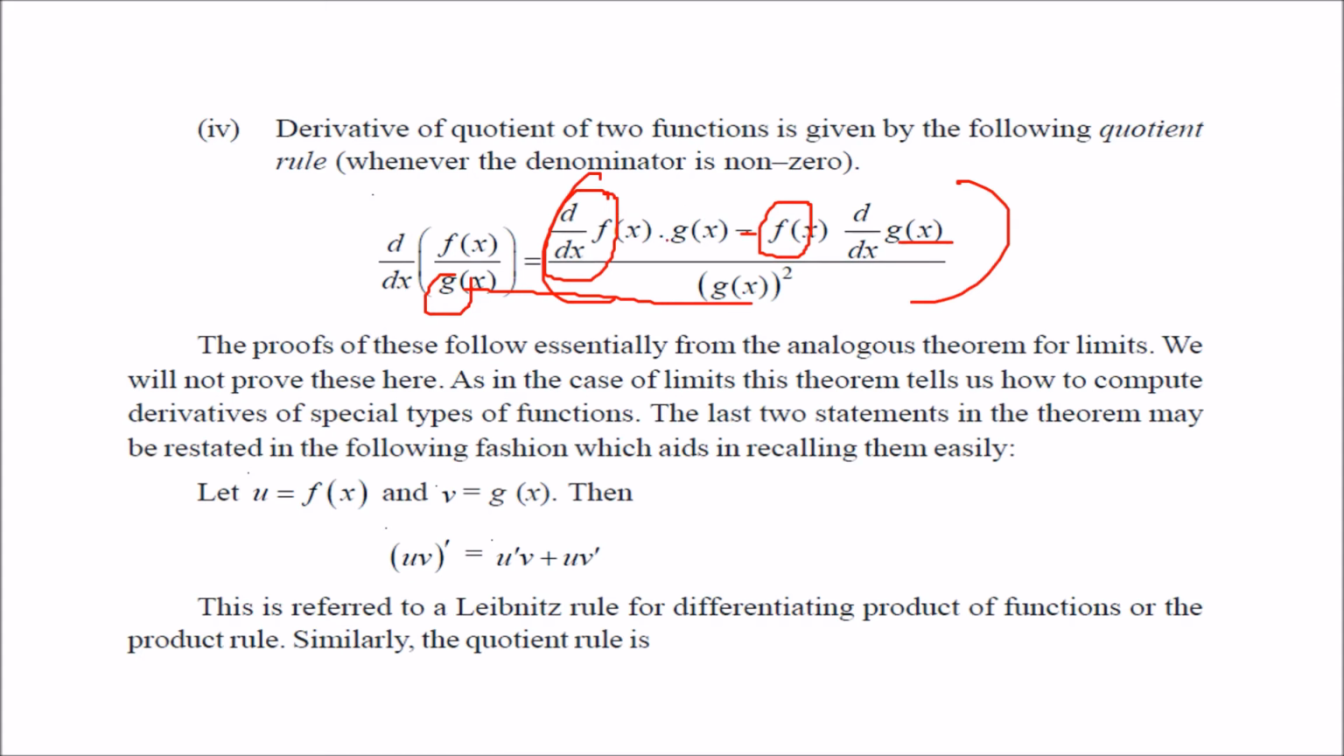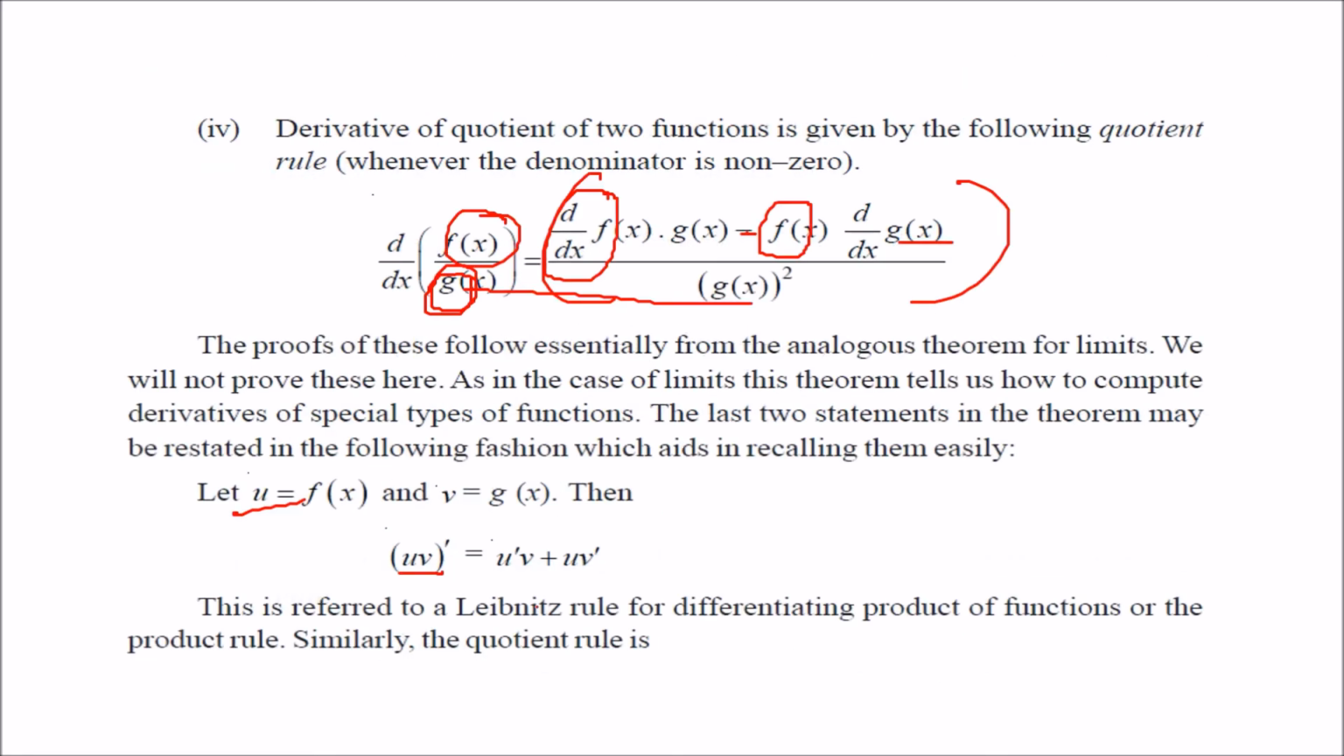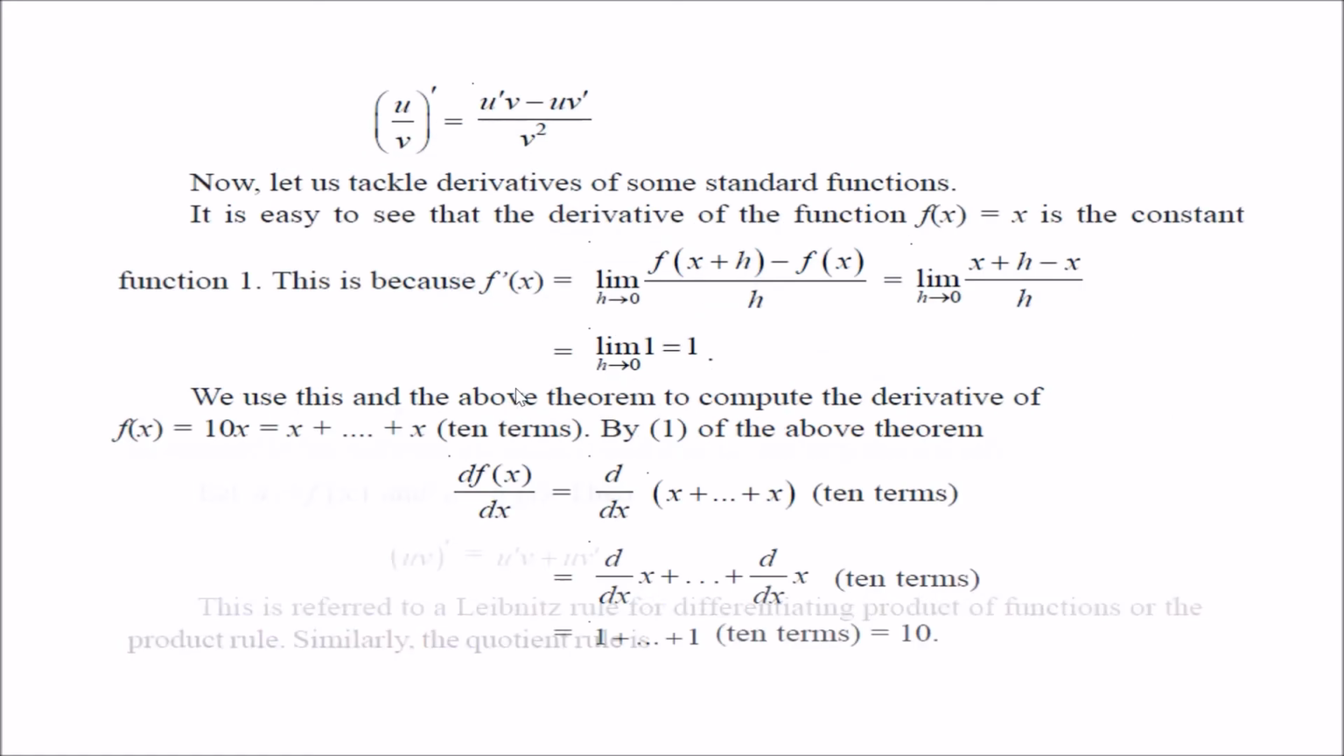So you can just view it in a simplified manner. You can say that f(x) is my u, and say g(x) is my v. So now (uv)', that is the derivative of u into v, will be nothing but u'v plus uv'. This is called the Leibniz rule. And to find the derivative of the ratio of two values u by v, it will be nothing but u'v minus uv' by v square.